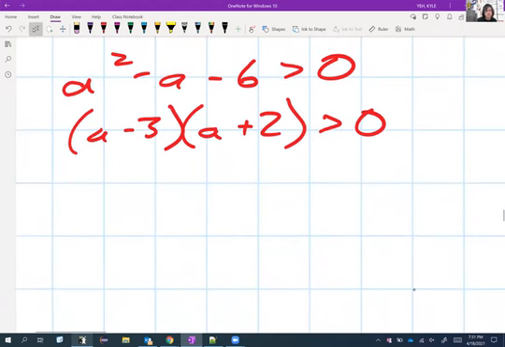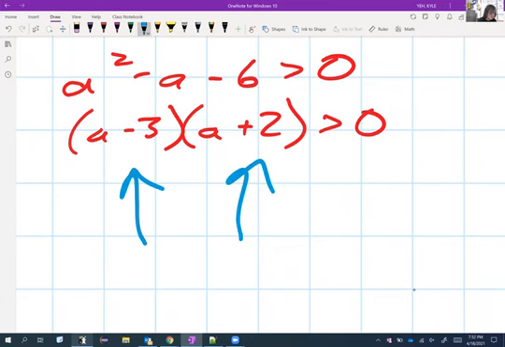If a minus 3 times a plus 2 has to be greater than 0, that means either both of those factors have to be positive, or both of those factors have to be negative, because a positive times a positive is greater than 0, a negative times a negative is greater than 0, but we can't have one of these negative and one of these positive. That won't work for us.